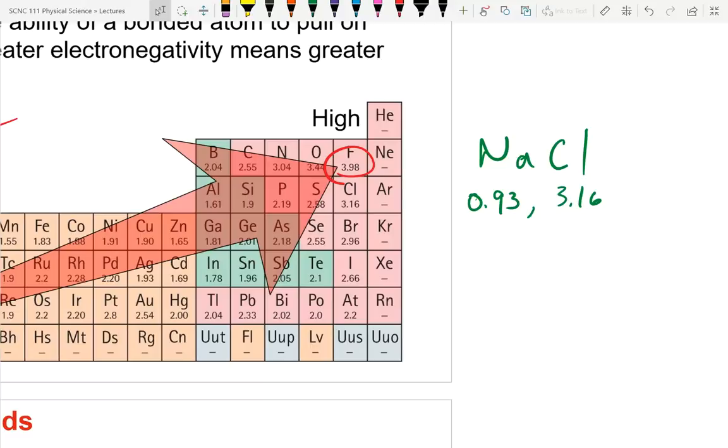Okay, Danny says ionic. Leslie nods her head. How did you determine, Danny? Okay, subtracted them, and you got something that was bigger than 2, and hence you come to the conclusion that's an ionic bond.